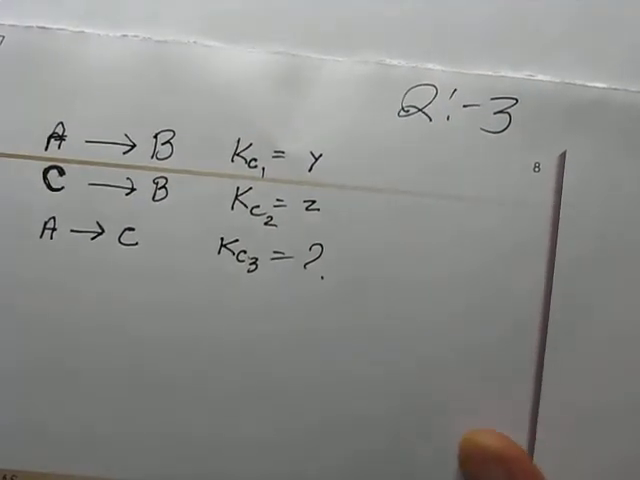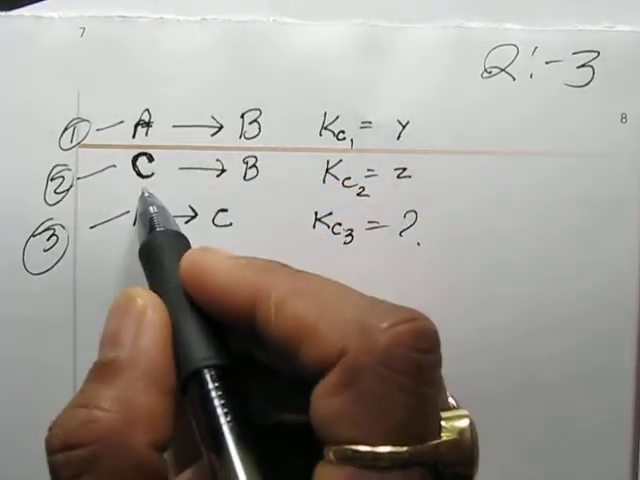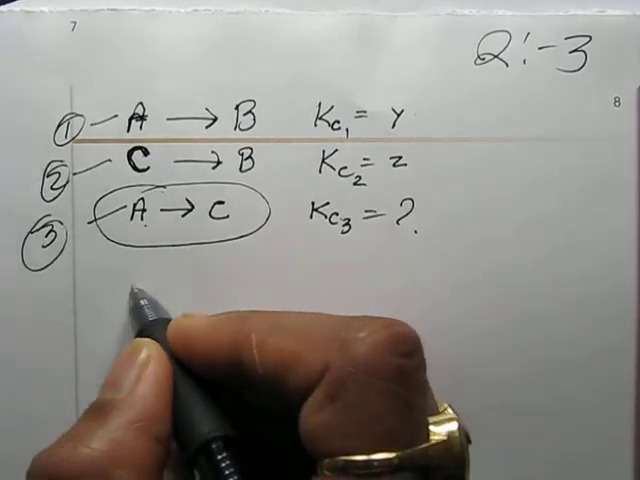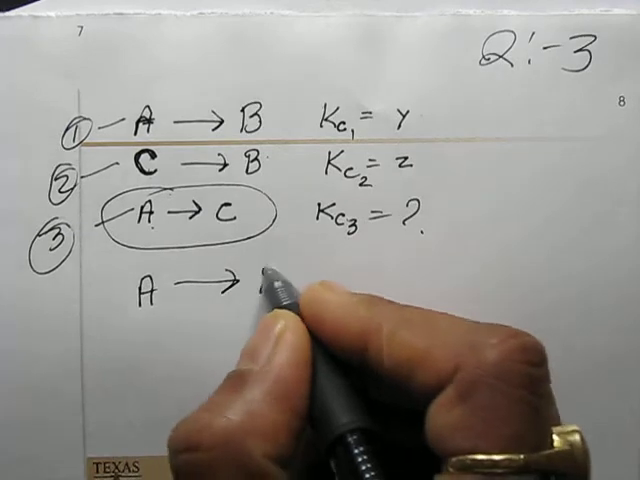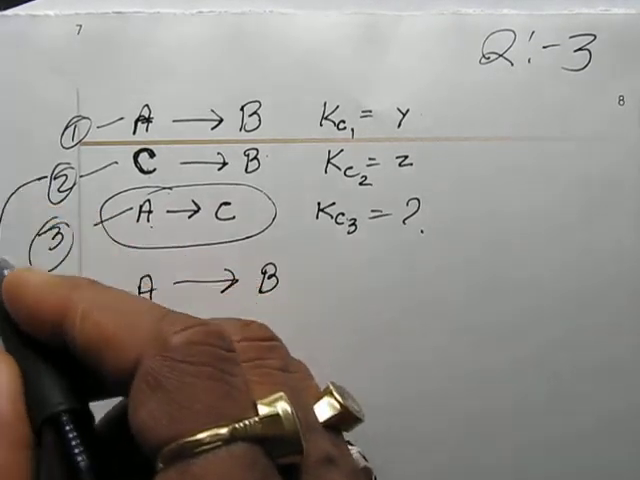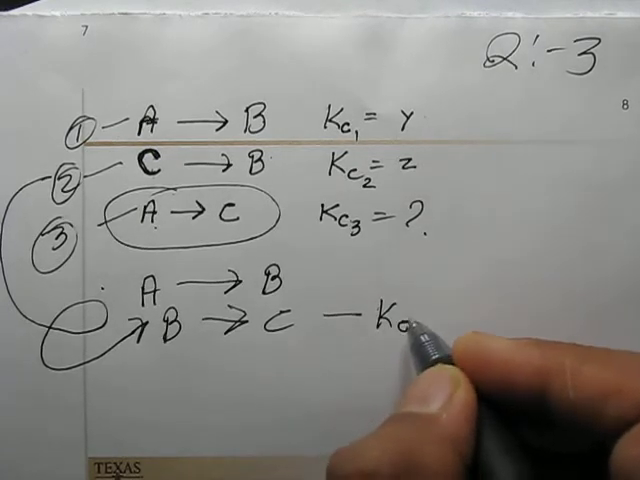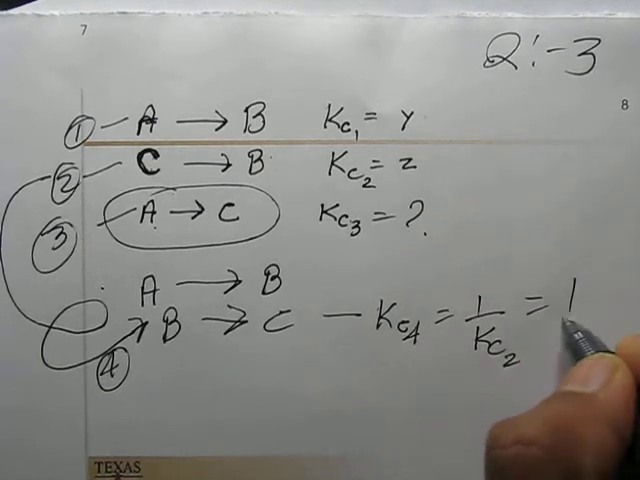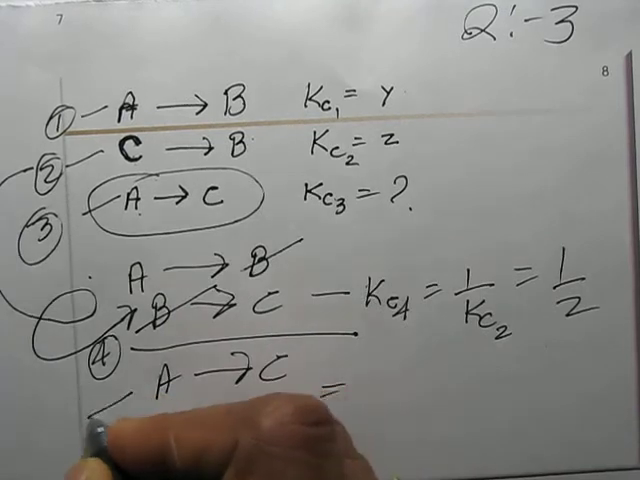And one more example, let's look at it, and then we can complete this topic. Suppose we have equation number 1, equation number 2, equation number 3: A to B with Kc y, C to B with Kc z, and we have to find for A to C. Basically we have to move this C onto the product side. So A to B is equation number 1, and I'm going to reverse equation 2, flip this reaction, so this becomes B to C, equation number 4. So Kc4 will become 1 over Kc2, which means 1 over z. If we add these two together, the B's cancel out, giving A to C, which is equation number 5.